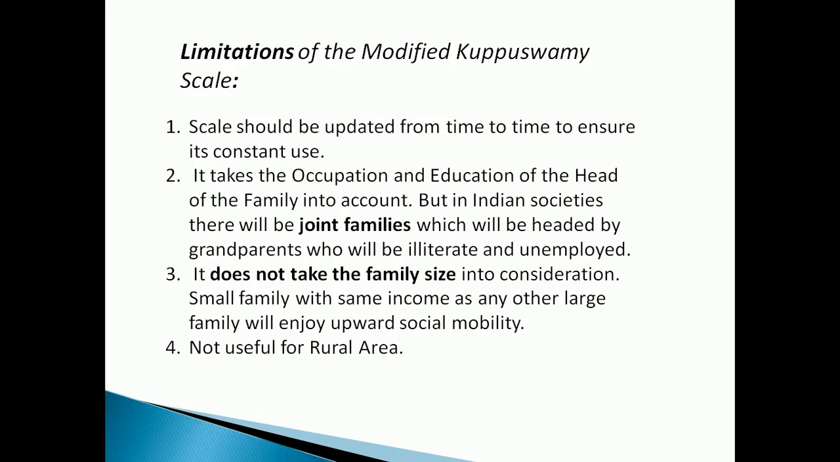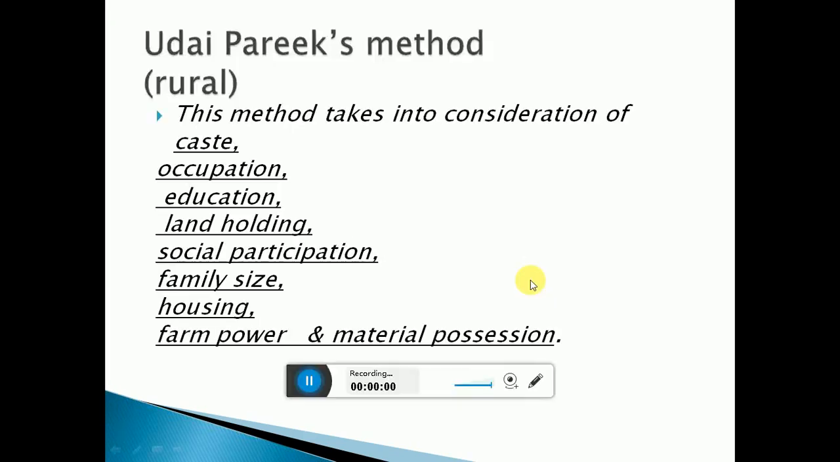In Indian society there will mostly be joint families. So this is one of the limitations of the family. For a nuclear family it is good, it does not take the family size into consideration. What do we mean by family size? Total number of family members. A small family with the same income as any other large family will enjoy upward social mobility. Obviously, if the family size is low.